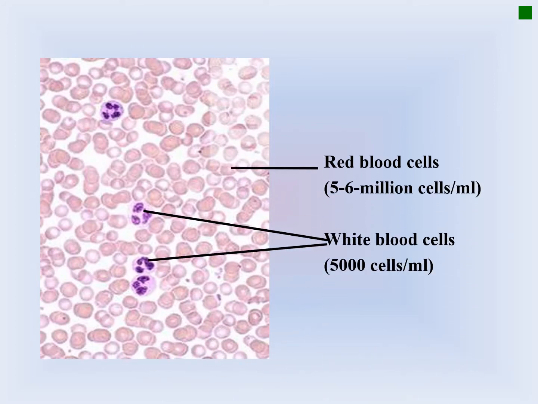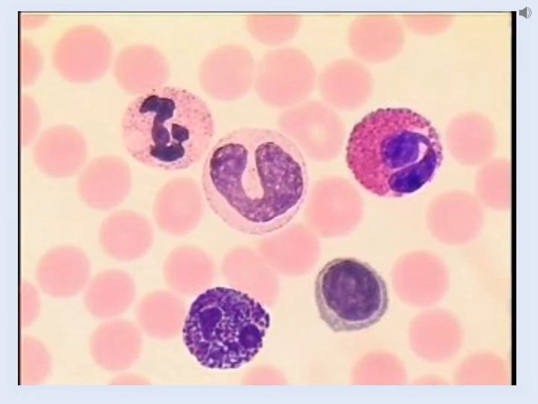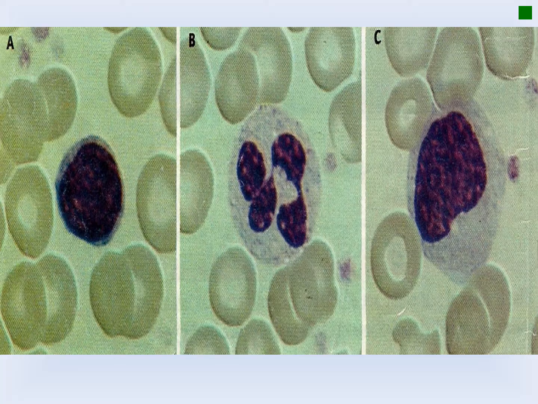This figure under the microscope shows red blood cells, about 5 to 6 million cells per milliliter. White blood cells are about 5,000 cells per milliliter. So red blood cells are more in number. This figure shows some of the white blood cells. We're going to discover them in the coming slides. Also, there are some figures showing the different types of blood cells.